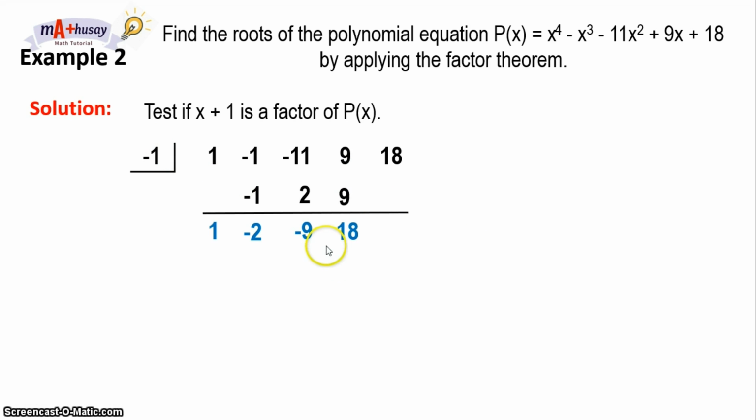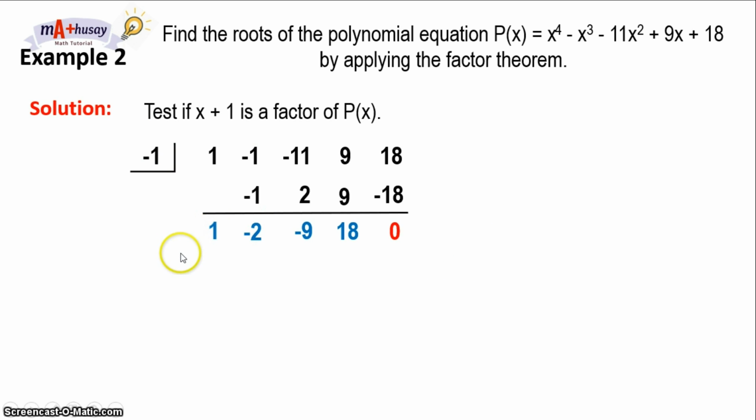So negative 1 times 18, that gives you negative 18. Now 18 minus 18 is 0. So this is your remainder, which is 0. So it means to say that x plus 1 is a factor of p of x. So negative 1 is one of the roots of the polynomial equation p of x.